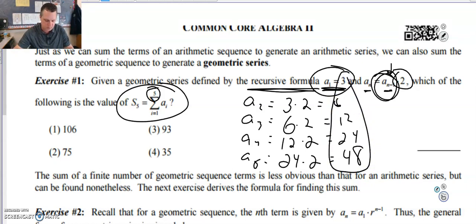All right, and then you add all these values together. So the 3, 6, 12, 24, 48. Add them all together, and you get 93, which is choice 3.